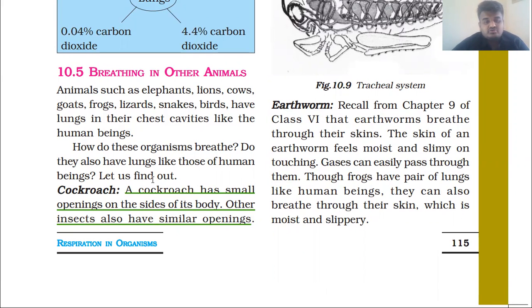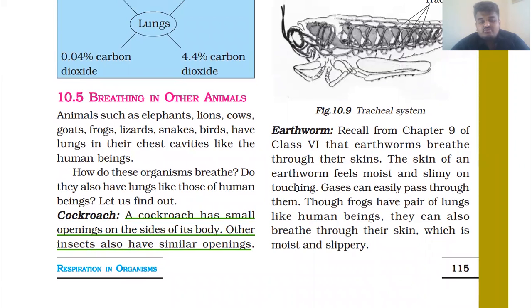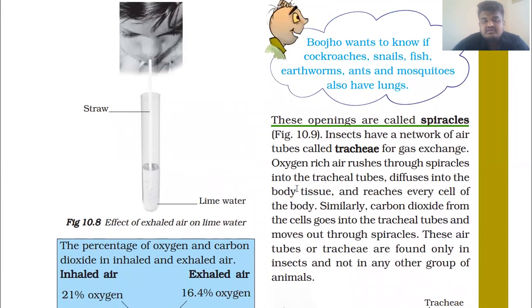A cockroach has small openings on the side of its body. Other insects also have similar openings on the side of the body for taking in air. These openings are called spiracles. Simply underline this definition in your textbook, and this is quite important for the breathing of animals. This opening at the side of the body of animals is called spiracles.